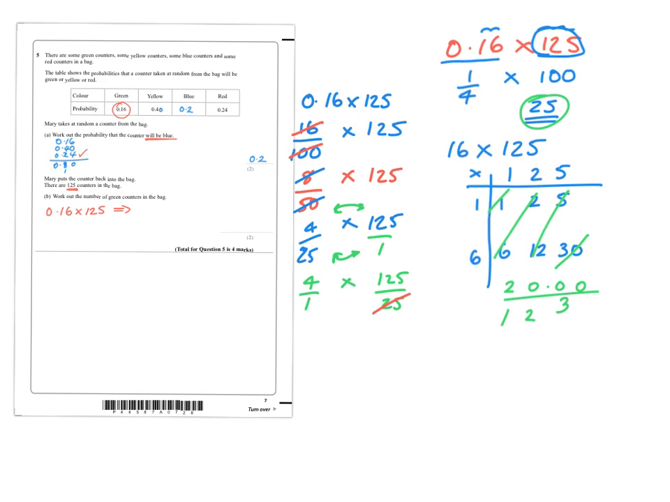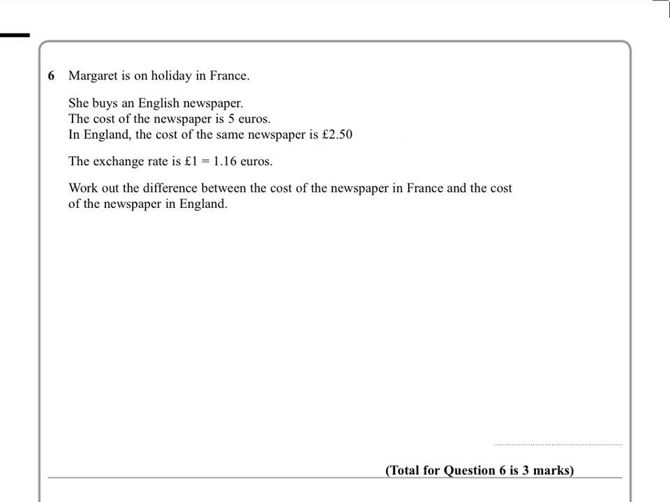And 25 into 125 is 5, and there you can see 5 fours are 20. So there are numerous ways that you can get to the answer without a calculator, but with, there we go, 20 counters in the bag.